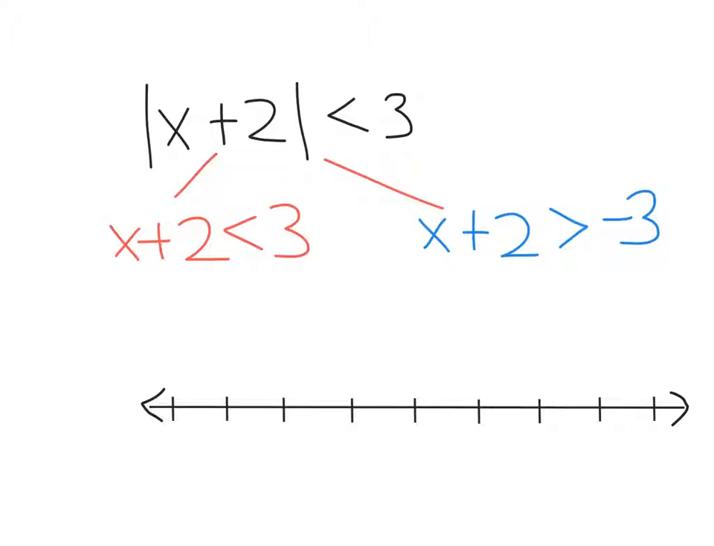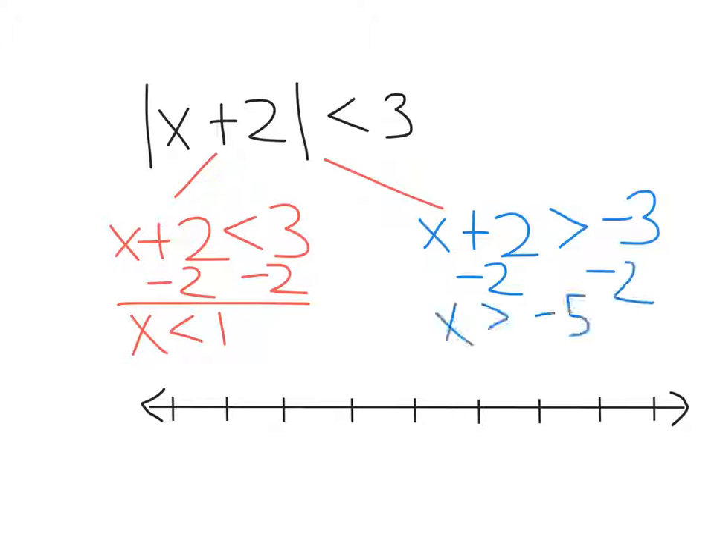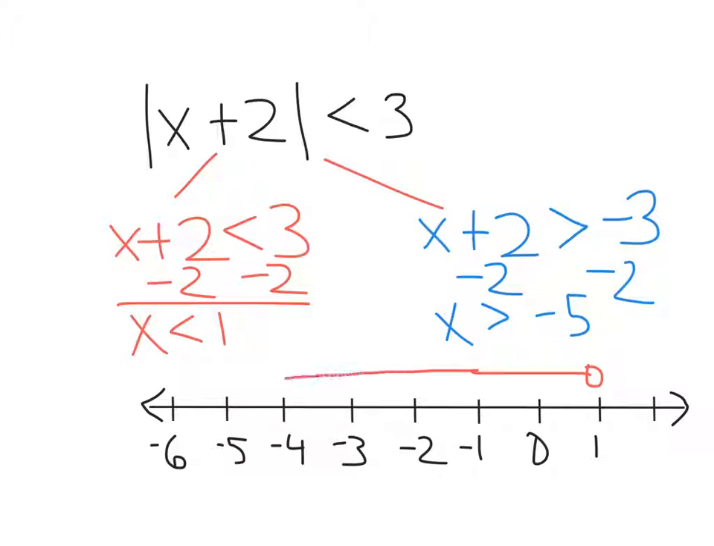So now we just solve these the way we normally would. So this is going to be subtract 2. We're left with x is less than 1. And over here we're going to subtract 2. So here for this red one, x is less than 1. So again, non-filled in circle. It's going to be pointing in this direction, x is less than 1. For the blue one, x is greater than -5. So x is greater than -5.